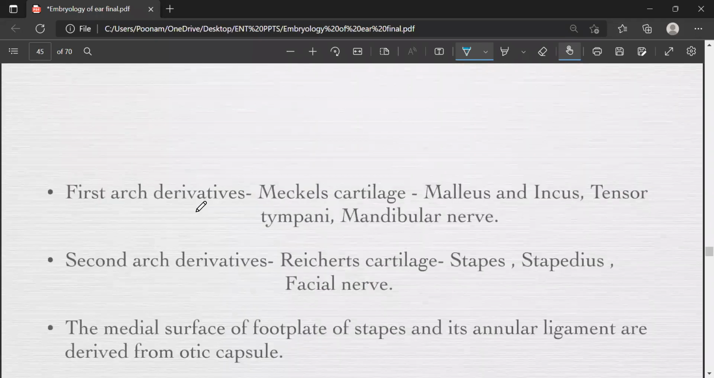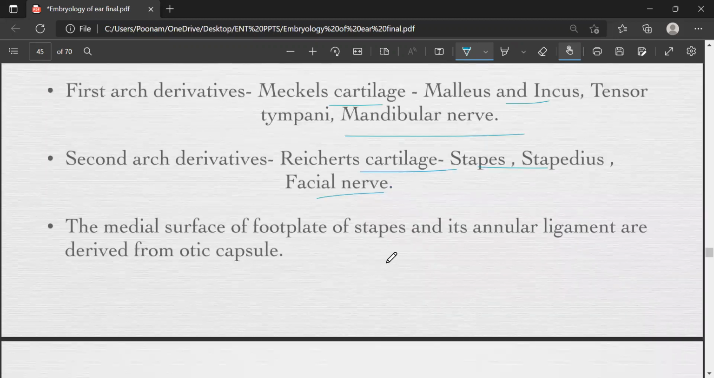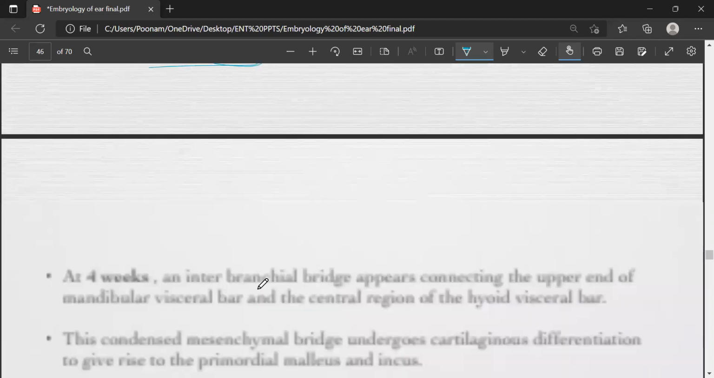So let's summarize the embryology of the ear. First arch derivatives: Meckel's cartilage, which forms the malleus and incus, tensor tympani, mandibular nerve. Second arch: Reichert's cartilage, stapes, stapedius, and facial nerve. The medial surface of the footplate of the stapes and its annular ligament are derived from the otic capsule.